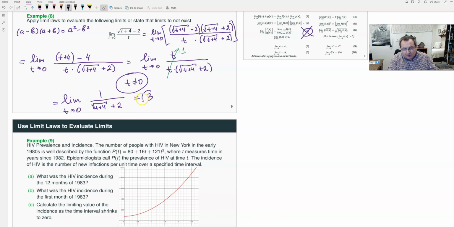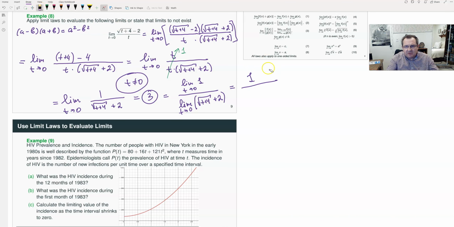Now we can use formula 3. Why? Because the denominator is no longer turning into 0. We can say we have the limit of 1 as t goes to 0, that's the limit of the numerator, divided by the limit of the denominator. So the limit of the numerator is 1.